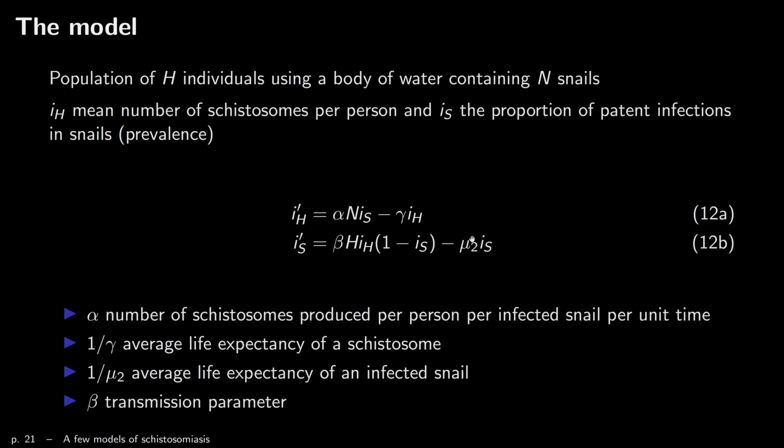Okay, and finally there's this rate mu2, where 1 over mu2 is the average life expectancy of an infected snail. Okay. So you can see how this model articulates. The number of schistosomes per person evolves this way and is diminished when the schistosomes actually die. And the number of patent infections in snails evolves this way.